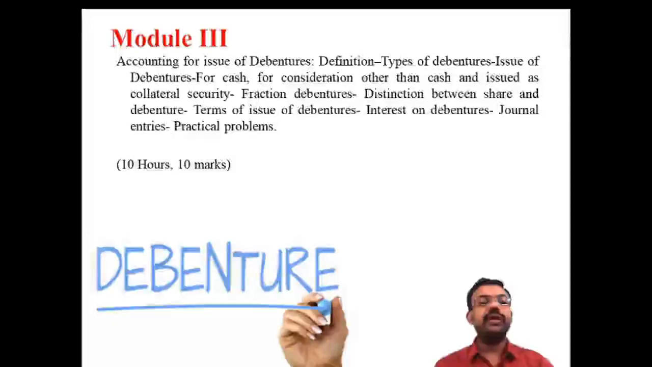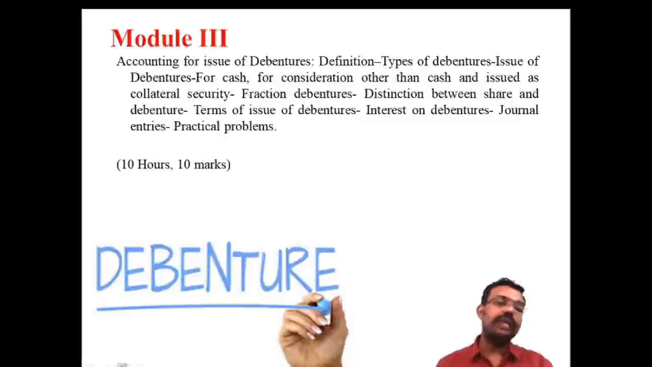And the third module relates to debentures. What are debentures and what is the meaning of debentures? A debenture is an acknowledgement of debt. A share is always ownership security, and a debenture is an acknowledgement of debt. This module discusses what debentures are, types of debentures, issue of debentures other than for cash, fractions of debentures, distinction between shares and debentures, terms of issue of debentures, interest on debentures, journal entries, and practical problems.